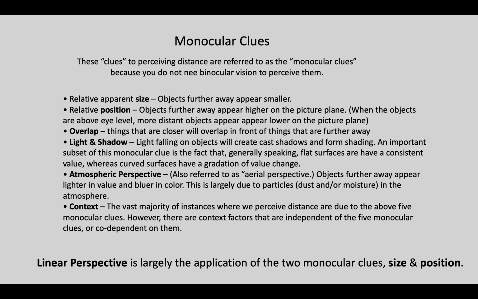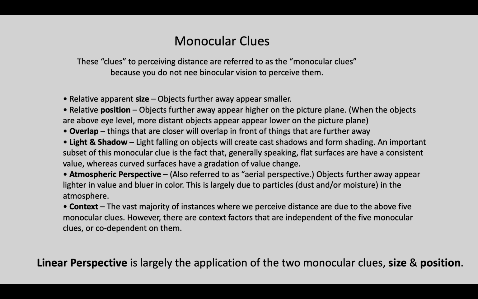So, what are the monocular clues? First of all, they're called the monocular clues because you don't have to have binocular vision to observe them. God gave us two eyes for a very important reason. Probably not in case one gets put out, you'll still have one, although that isn't nice. But it gives us binocular vision. Our brain is being fed with two simultaneous images.